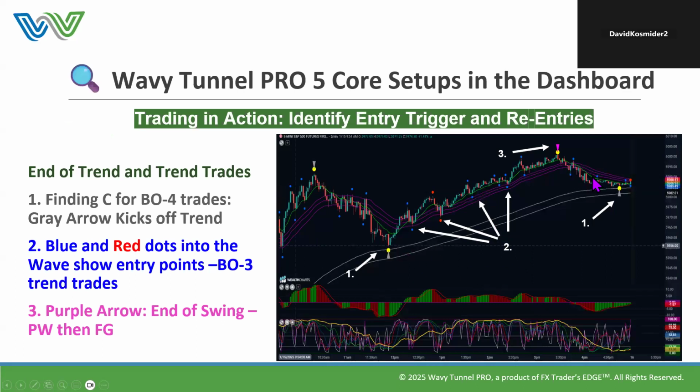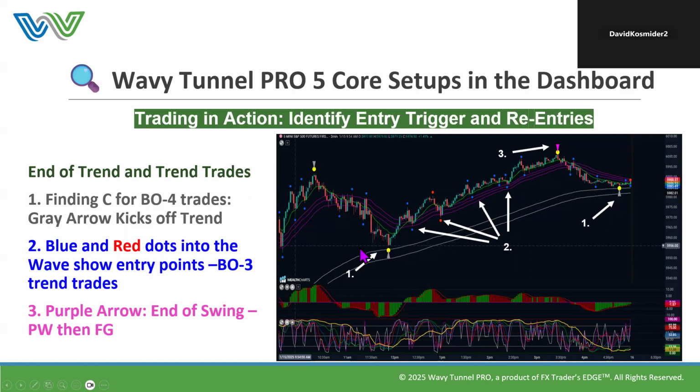And this is what it looks like on a chart. How I usually describe it is finding C for a breakout 4 trade. Gray arrow kicks off the trend. So it's finding C. Why? Because we have the end of the trend here, and then we have an ABC correction down. And finding C is finding that gray arrow when we move down to the tunnel or below the tunnel.